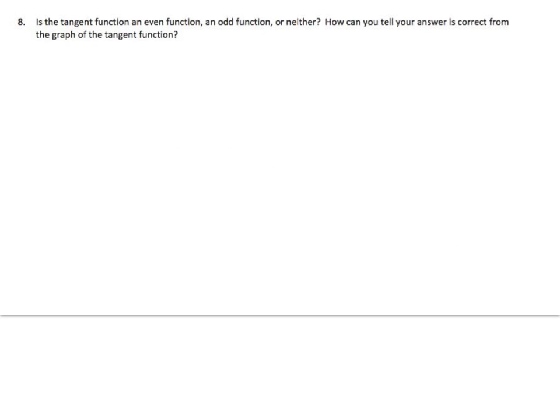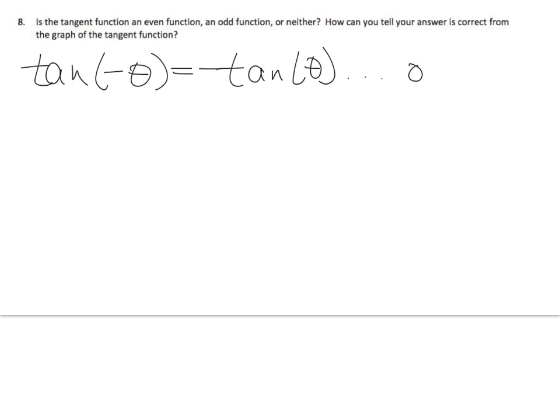Number 8, is the tangent function an even function, an odd function, or neither? How can you tell your answer is correct from the graph of the tangent function? First of all, let's look at what we said in number 7: tan of negative theta equals negative tan theta. That means that we're odd, okay?